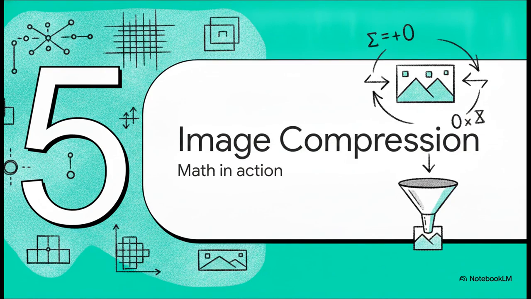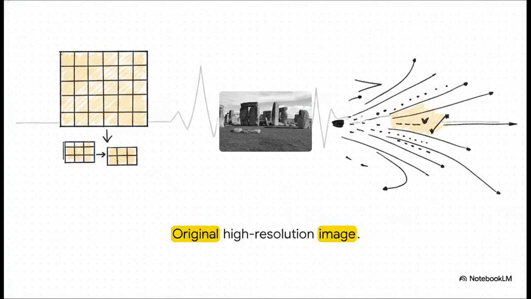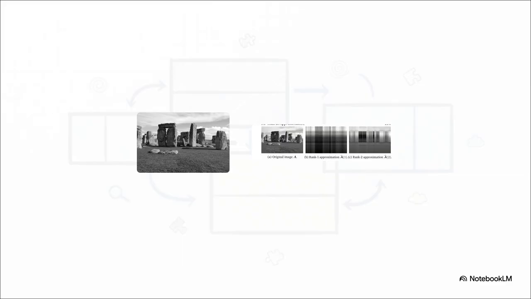Section 5. Compressing images with math. For our grand finale, we are going to visually see SVD physically compress data right before our very eyes. Look at this beautiful, original, high-resolution image of Stonehenge. To us, it's history. To a computer, it's just a massive matrix. Specifically, 1,432 rows by 1,910 columns, entirely full of grayscale values mapped between 0 for black and 1 for white. Let's dive into this comparison.